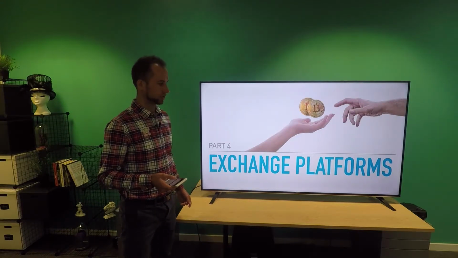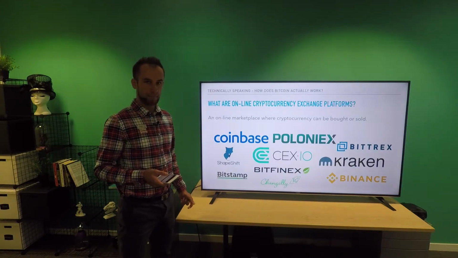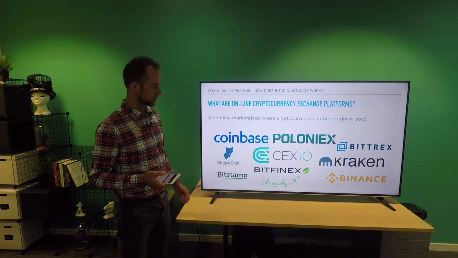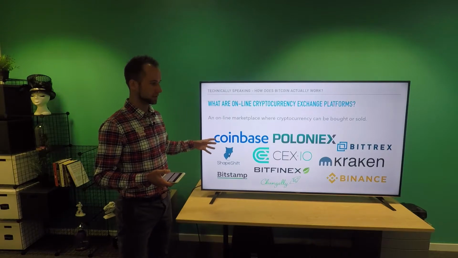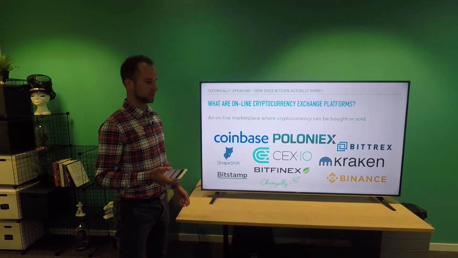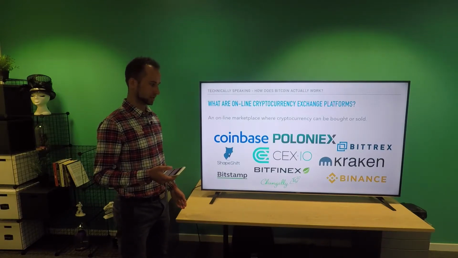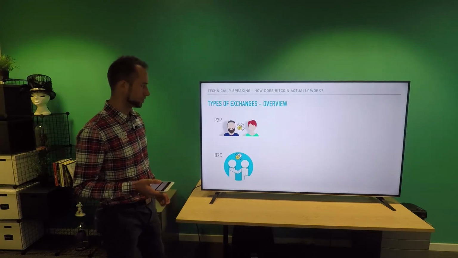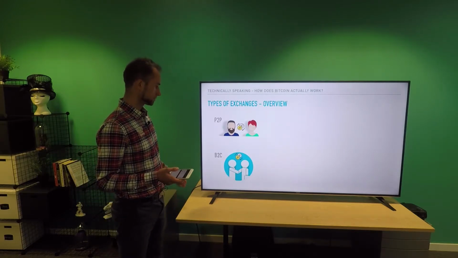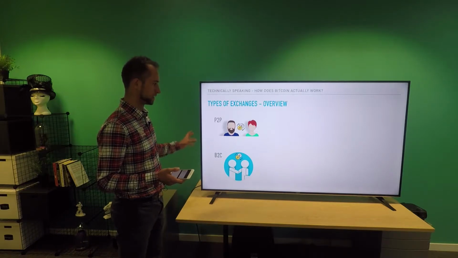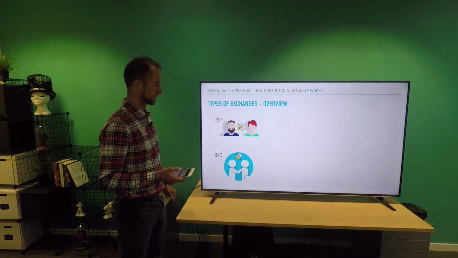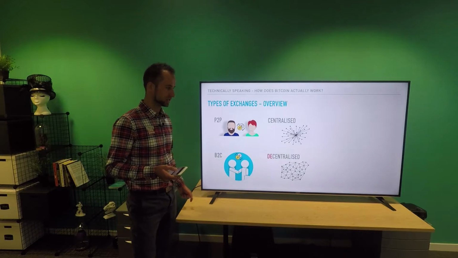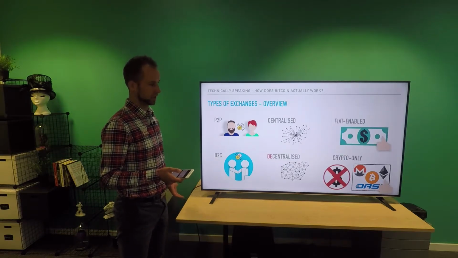Right, so let's move on to exchange platforms then. Exchange platforms are online marketplaces where cryptocurrencies can be bought or sold, and these are only a few examples of the exchange platforms. There are obviously already hundreds of them. So you need to be aware of a few things when you are choosing your exchange platform. There are a few criteria to look at that pose the main differences between your choices: whether the platform is peer-to-peer or business to client, whether the platform is centralized or decentralized, whether it enables fiat or it's a crypto-only platform.